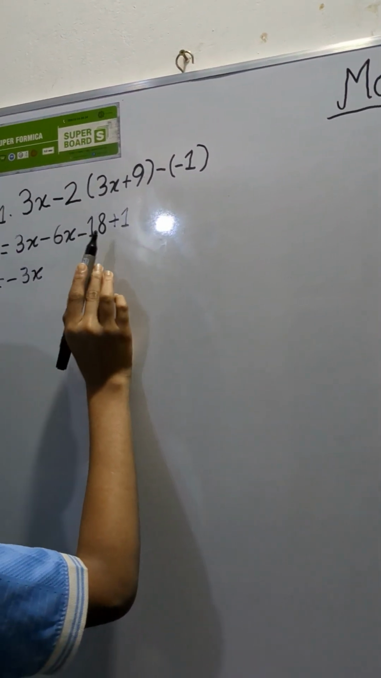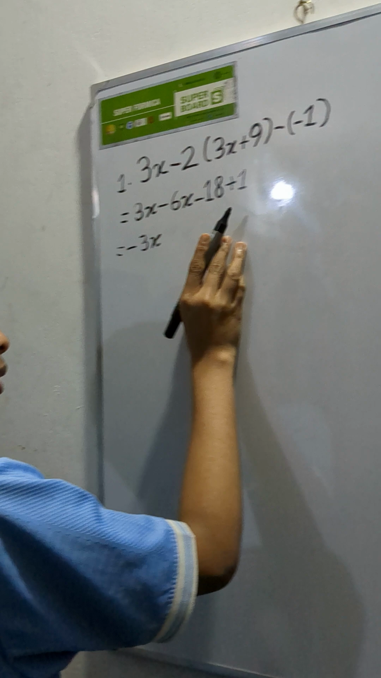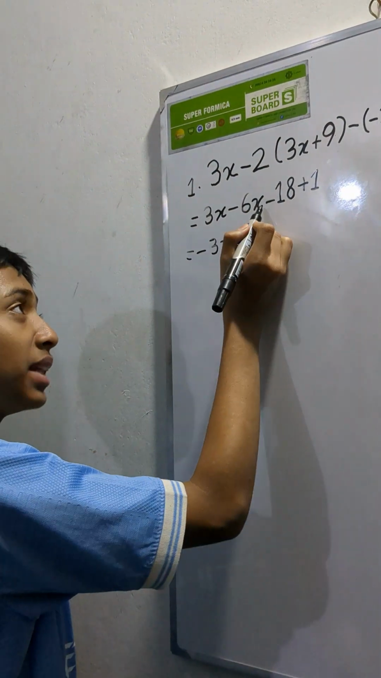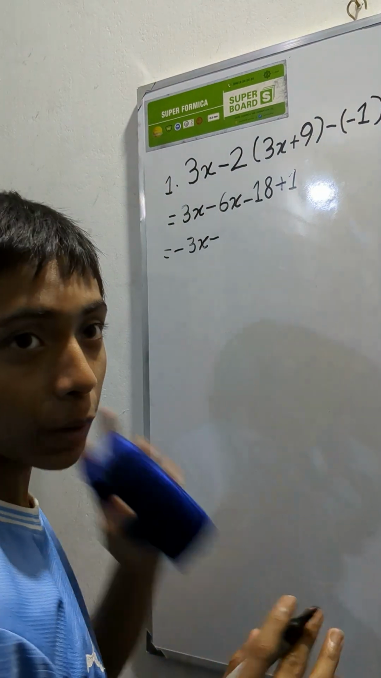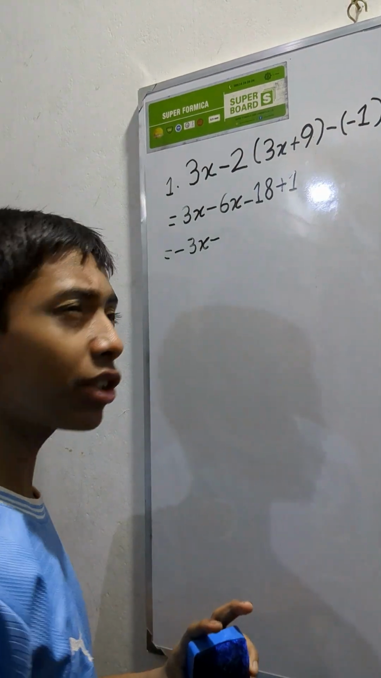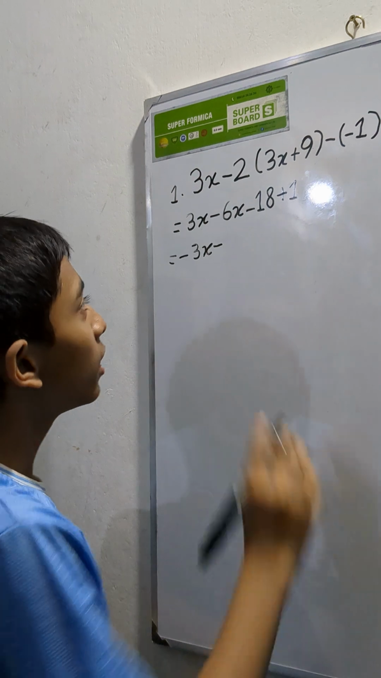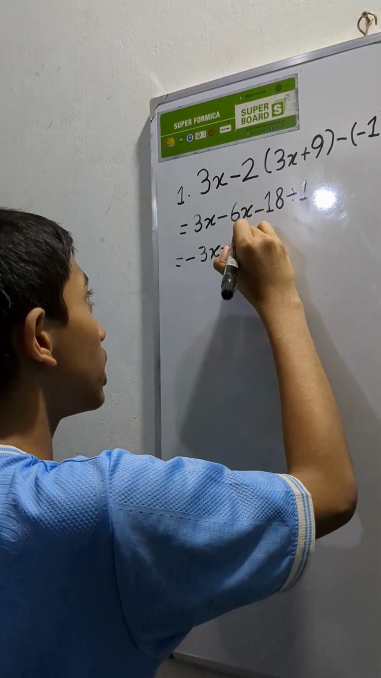Here's minus 18 plus 1. 18 is bigger than 1 and 18 consists of a minus sign. So here will be a minus, and if we multiply plus and minus, it is minus, so we will subtract this math. So it will be 17.